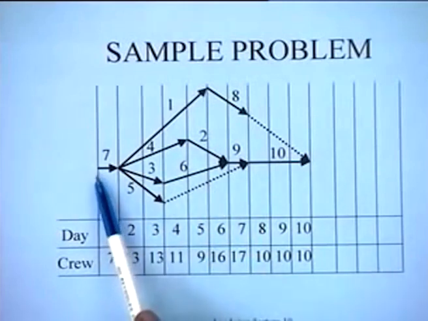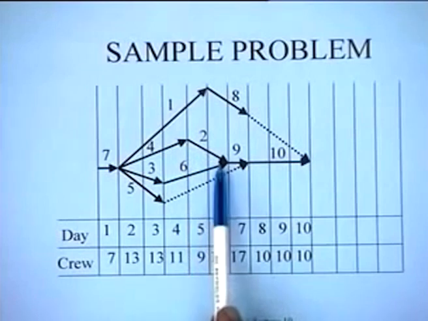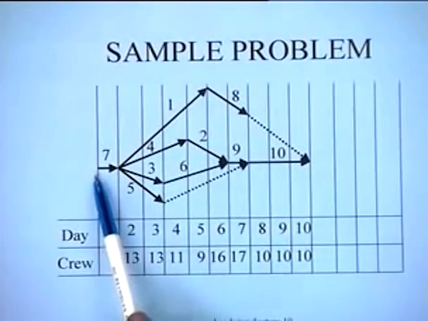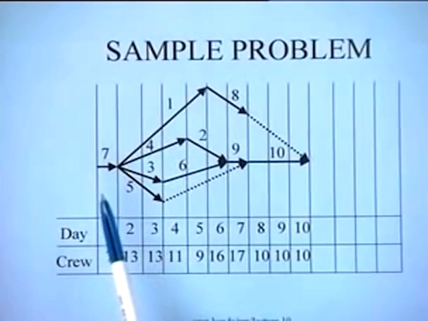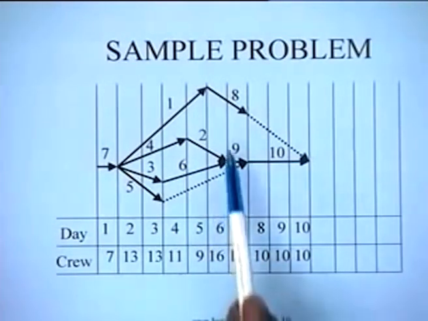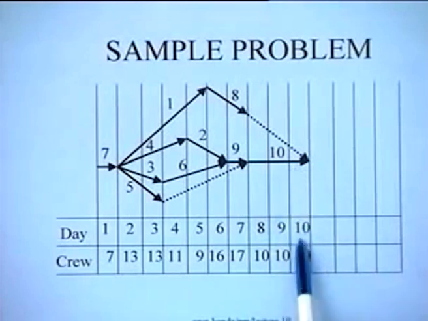And in fact, in this particular case there are 2 critical paths: 7, 4, 2, 9, 10, this is 1, and 7, 3, 6, 9 and 10. These are the 2 paths which are critical. And the project duration without any resource restrictions is now 10 days, as you see here.